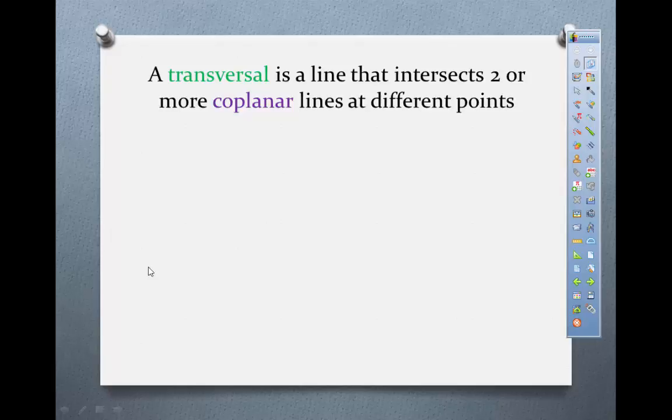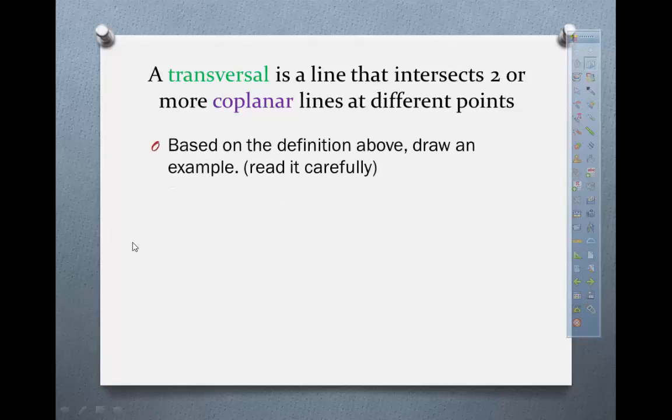let's talk about transversals. A transversal is a line that intersects two or more coplanar lines at different points. Well, now here's the deal. Since you have the definition, see if you could take a moment and draw this on your own paper. This is good practice. Lots of times people get a manual and they're trying to figure out how to do something. They have the directions right there in front of their face and they can't seem to follow the directions. So here's a good reading comprehension type thing. Read the definition again. See if you can draw a picture.